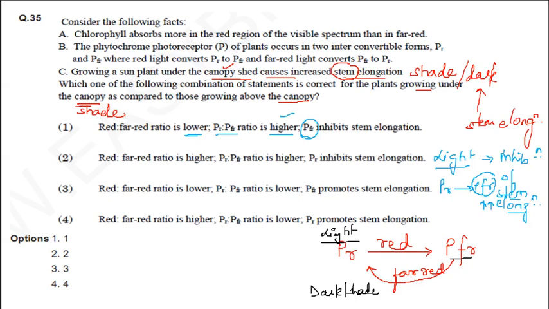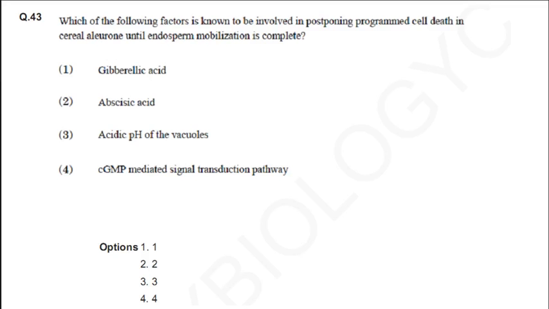Now coming to the next question, which one of the following factors is known to be involved in the postponing? Now please try to focus on the question. Postponing programmed cell death in cereal aleurone until endosperm mobilization is complete. Now some people will not read the question properly. They will see cereal aleurone layer. The answer will be gibberellin. Okay, because gibberellin shows aleurone layer formation. Okay, but here the question is postponing programmed cell death in cereal aleurone layer.